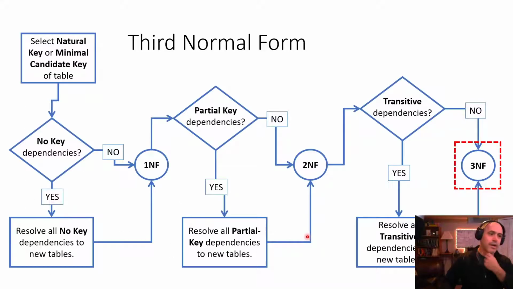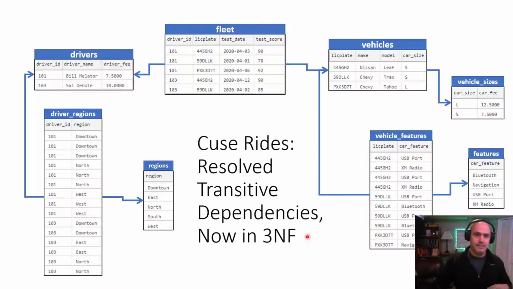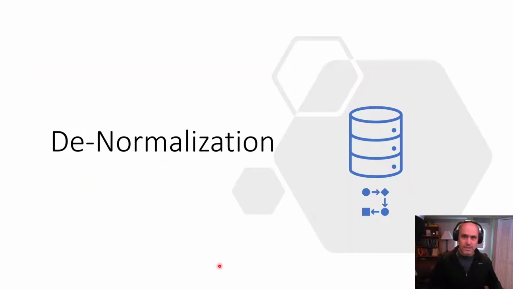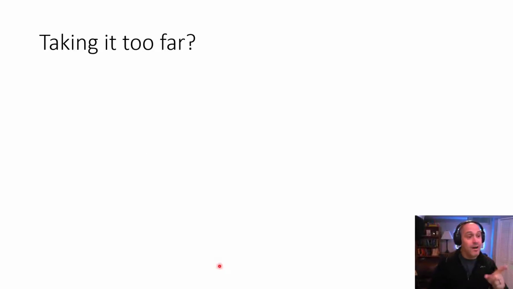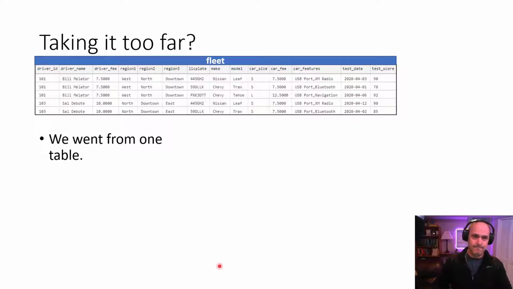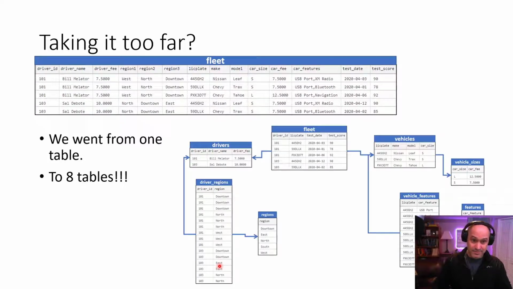All right, now that we are in third normal form, what do we got? We got 8 tables because we just created this last one, vehicle size, and this final foreign key relationship to vehicles. Whew. So let's talk a little bit about whether or not we took this process a bit too far. I mean, we went from 1 table to 8 tables.